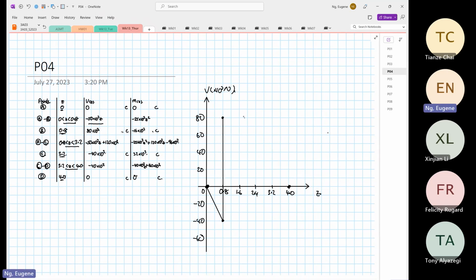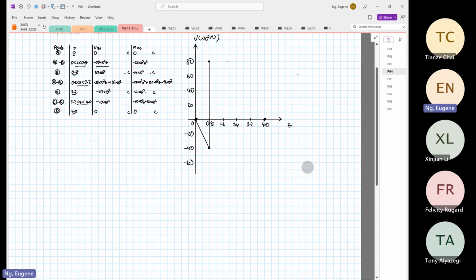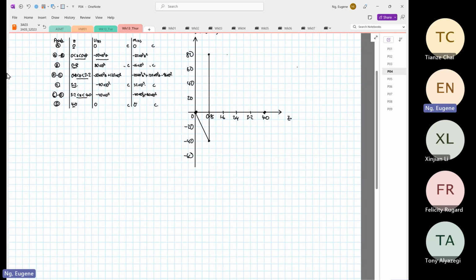Right, I'm going to stop here for a bit, and I'm going to draw the bending moment diagram just below it. Okay, I'm going to draw the bending moment just below it. I know some of you remember this, but some of you forget. This is a good time to do a revision on this.